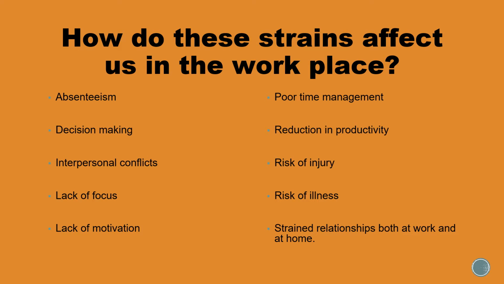Poor time management, reduction in productivity, risk of injury or illness. The longer we allow our physiological strains to go on, the worse our health tends to be affected. Strained relationships both at work and at home. This ties back to our interpersonal conflicts where we're fighting with the people who are closest to us.